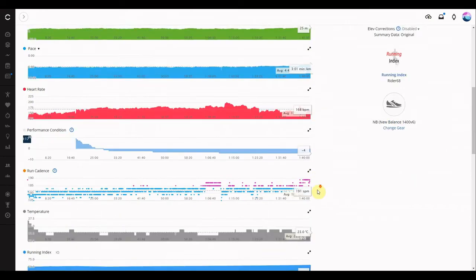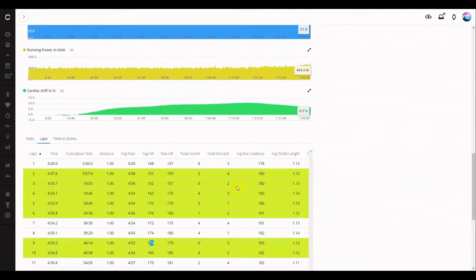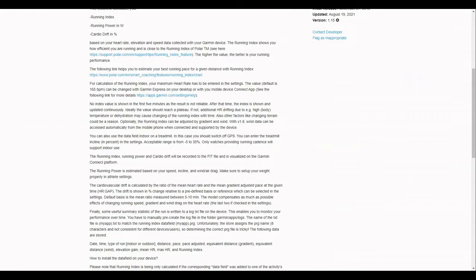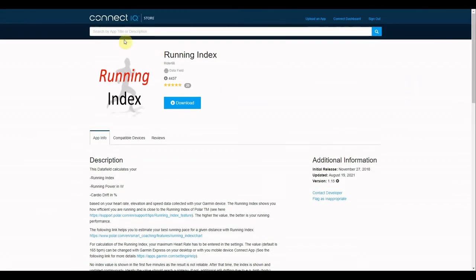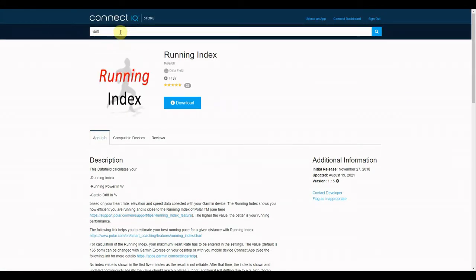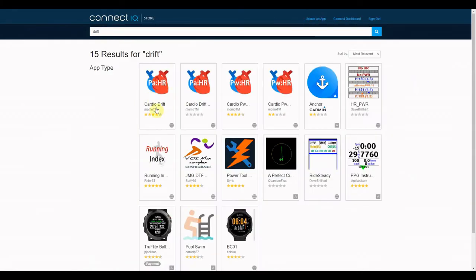So it would be nice if this index was computed for us. If you're a Garmin user, there are some options for you. You can go to Connect IQ and look for cardiac drift, and you will see a few options. Actually, there are two. So this one is really doing what Joe Friel is advocating, which is the first half versus the second half of the workout.